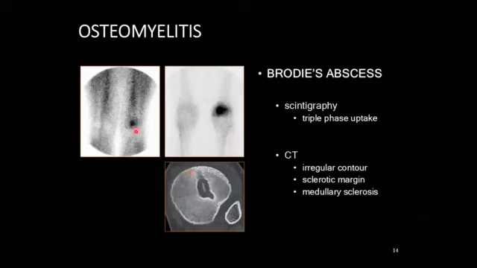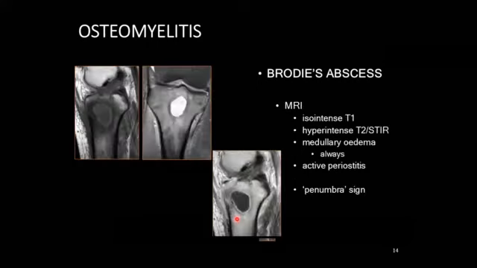On the scintigraphy, it shows active uptake on all phases, so it's triple phase uptake. And on the CT scan, you can obviously see the irregular outline with sclerotic margin and some surrounding medullary sclerosis. Just compare this medullary space to the adjacent fibula.